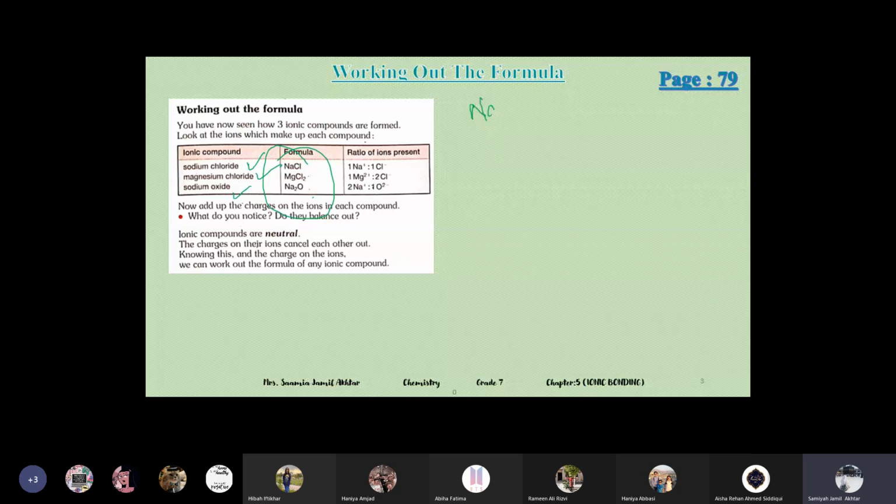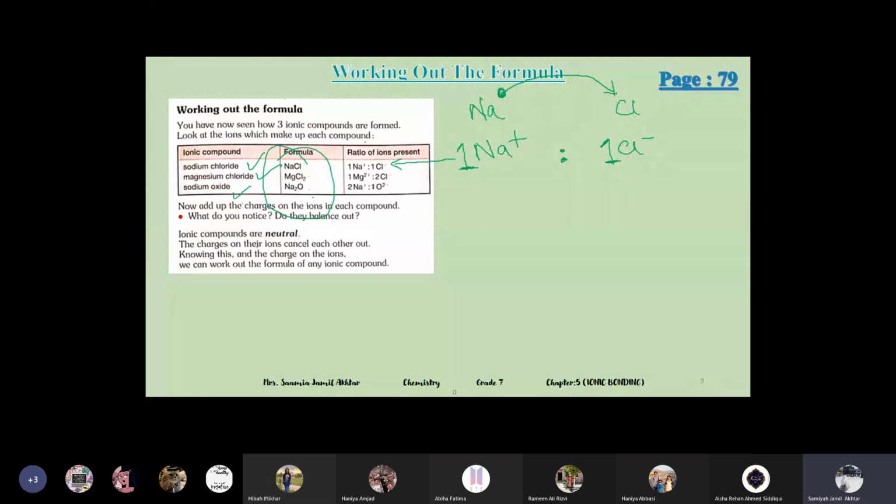Like for sodium and chlorine, we discussed last week that sodium gives its one electron to chlorine. So sodium will become positive and chlorine will become negative. Here it's written ratio of the ions present. Ratio of the ions means how many sodium ions are present and how many chloride ions are present. So in sodium chloride there is only one sodium ion and one chloride ion present. So the ratio between them is 1:1.